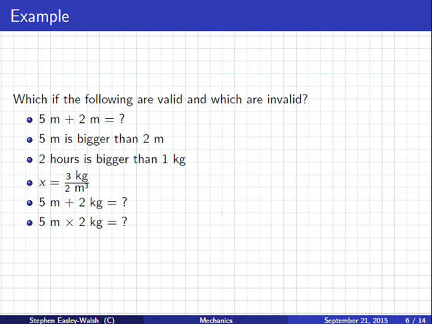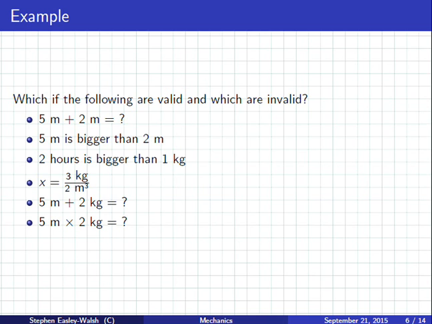Okay, so let's have a look at some examples together then. Let's see if we've got this. Which are valid and which are invalid? The first one, 5 meters plus 2 meters. Okay or not okay? It's okay. Okay. Is that okay to say? 5 meters is bigger than 2 meters. Yeah. 2 hours is bigger than 1 kilogram.